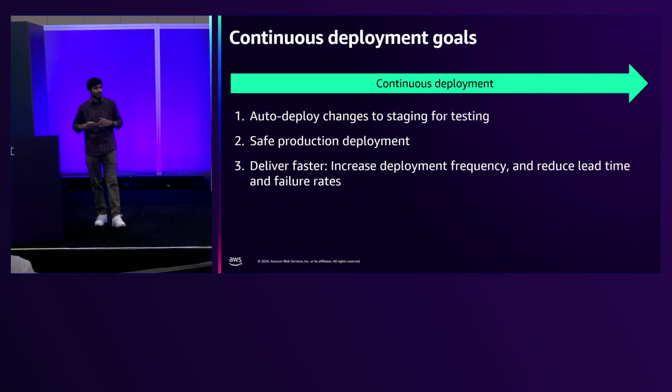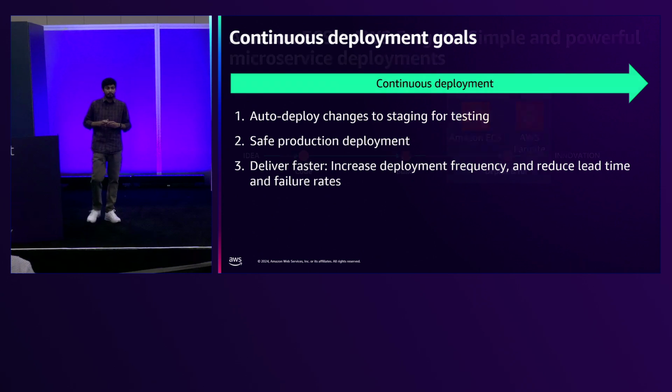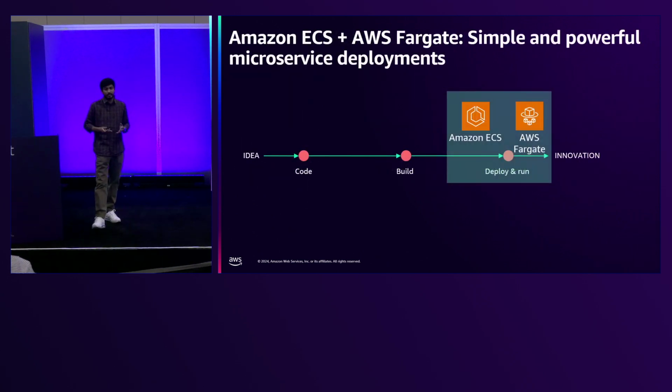the rolling deployment. Amazon ECS supports both rolling deployment as well as blue-green deployment. And in today's demo, we are going to talk about rolling deployment. But before that, like I mentioned, in the release process stage, Amazon ECS falls into the deploy and run stage. So this is where your infrastructure is.